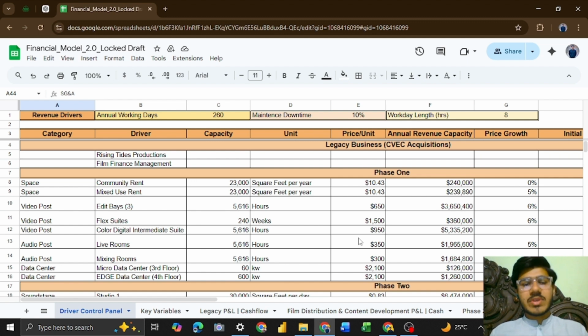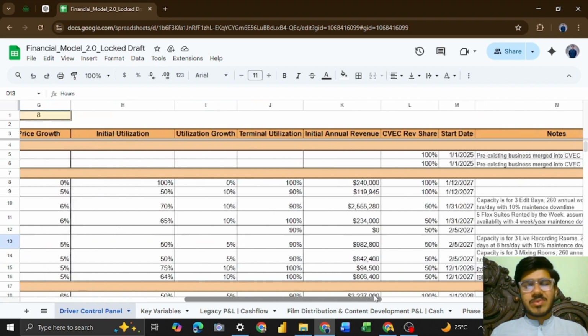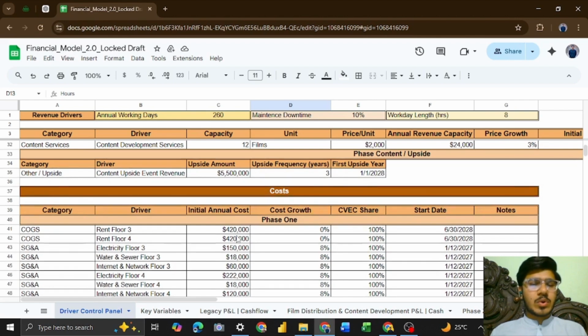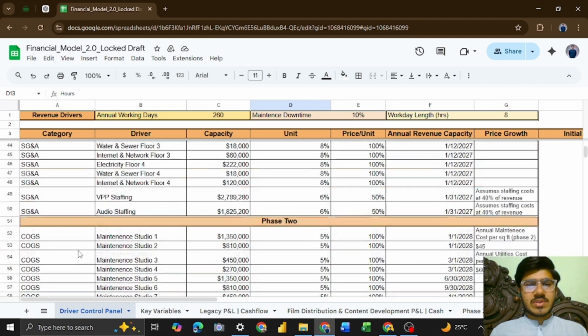So I started by creating a driver control panel for each phase of the business. It contains all the key assumptions and key inputs. This tab also contains the costs, whether it is cost of goods sold or any other kind of operating expenses for all these phases.